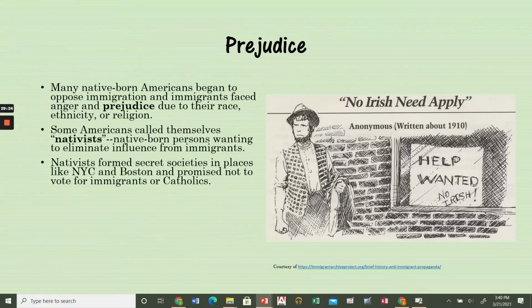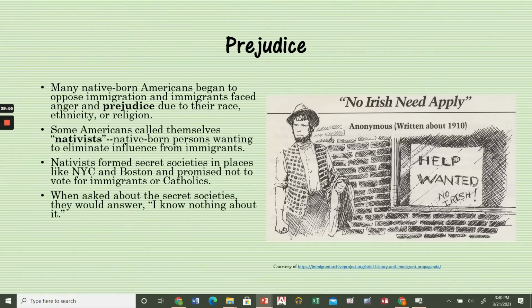And so these nativists would form secret societies in places like New York City and Boston, and they would do things like promising not to vote for immigrants or not to vote for Catholics. Like I said, it wouldn't be until 1960 that America elected its first Catholic president. All right, it wouldn't be until 2020 that it elected its second Catholic president. All right, so this anti-Catholic bias, this anti-immigrant bias, would obviously continue much beyond the 1800s.